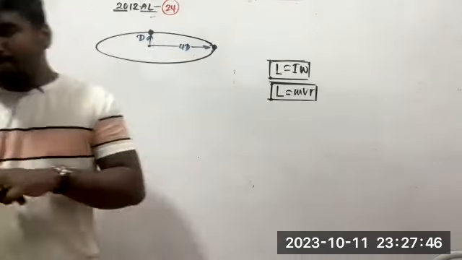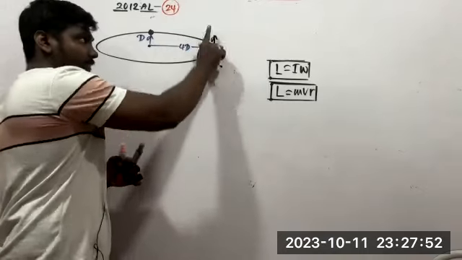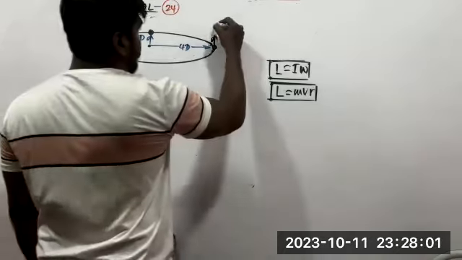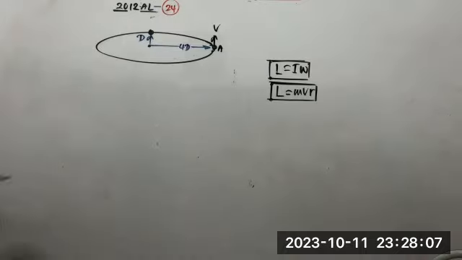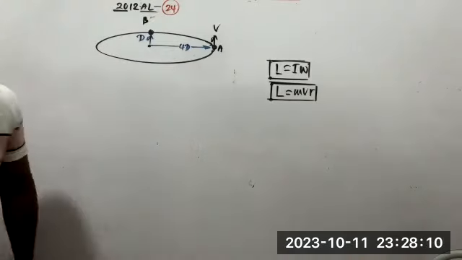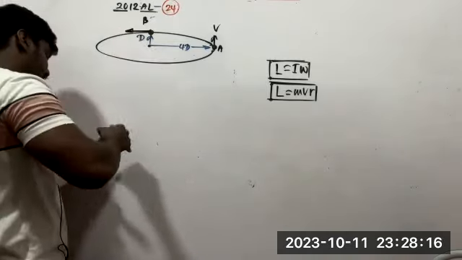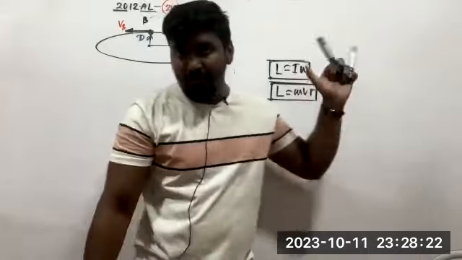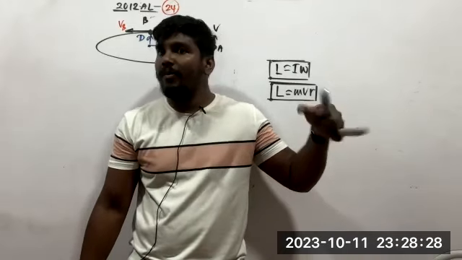Now when the object is here, the tangential velocity is given as V at point A. My target is finding V_B, the tangential velocity at point B. There is no resultant torque acting on this rotating object, so we can apply conservation of angular momentum.